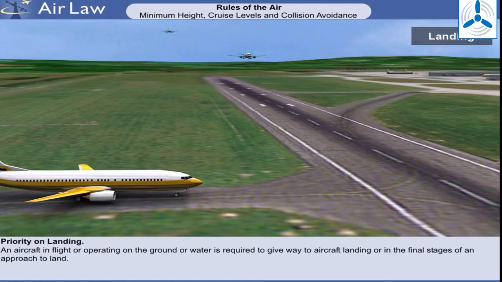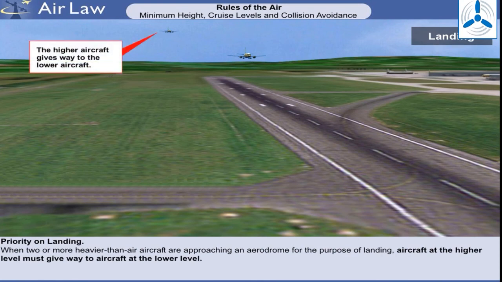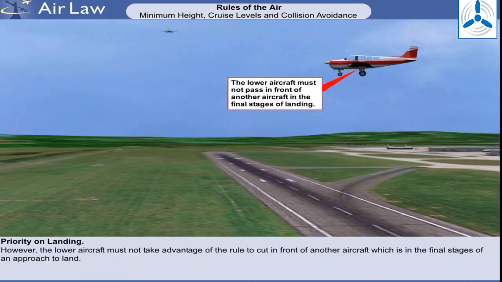Now let's move on to the question of priority on landing. An aircraft in flight or operating on the ground or water is required to give way to aircraft landing or in the final stages of an approach to land. When two or more heavier than air aircraft are approaching an aerodrome for the purpose of landing, aircraft at the higher level must give way to aircraft at the lower level. But the lower aircraft must not take advantage of this rule to cut in front of another aircraft which is in the final stages of an approach to land, or to overtake that aircraft.